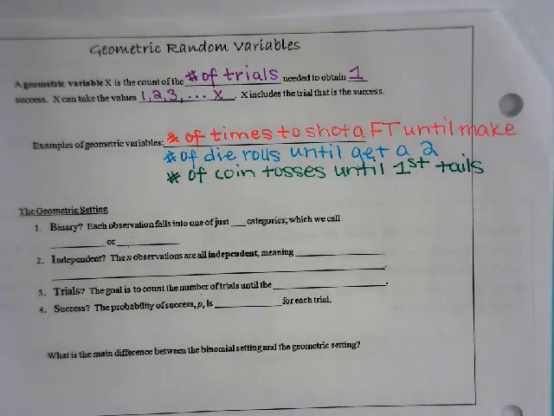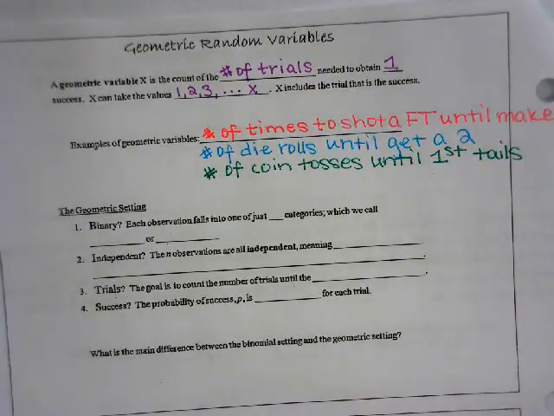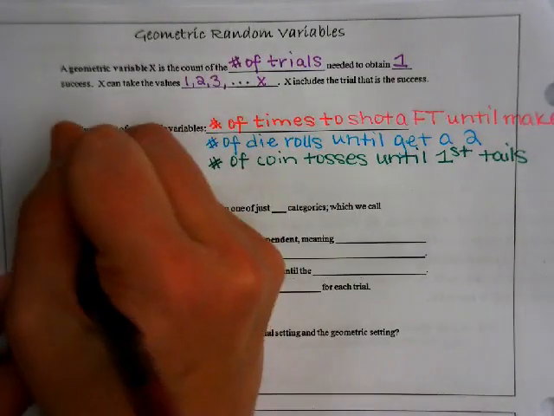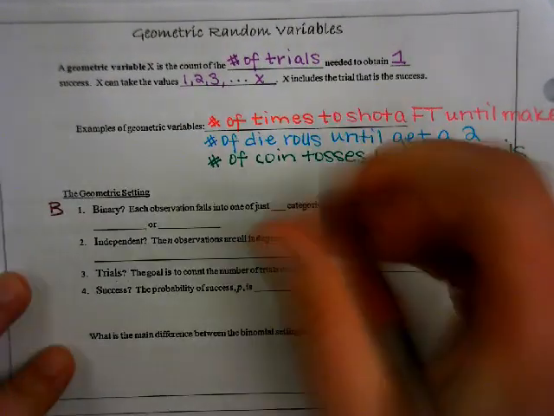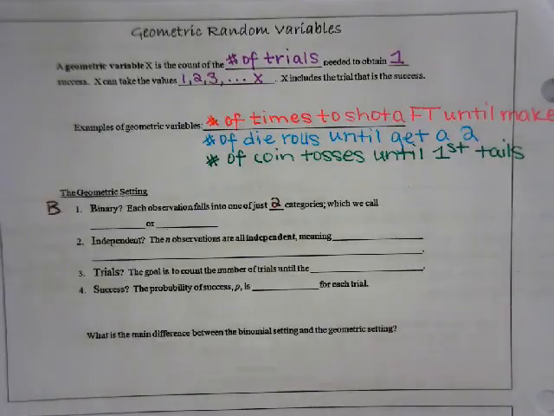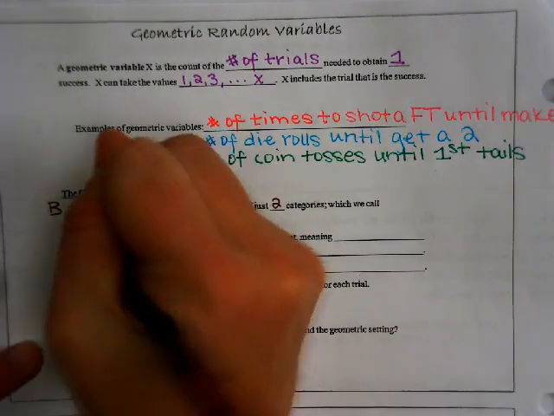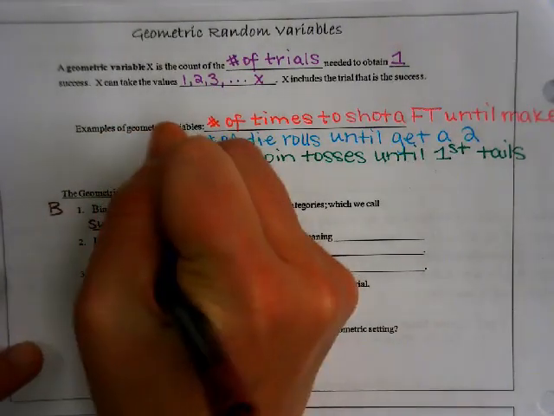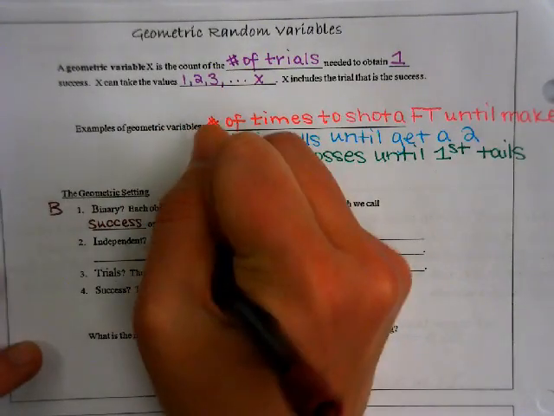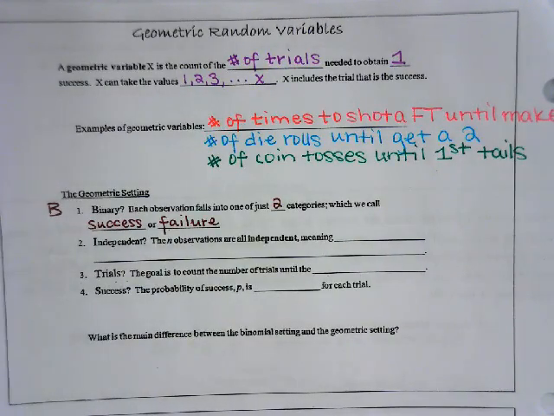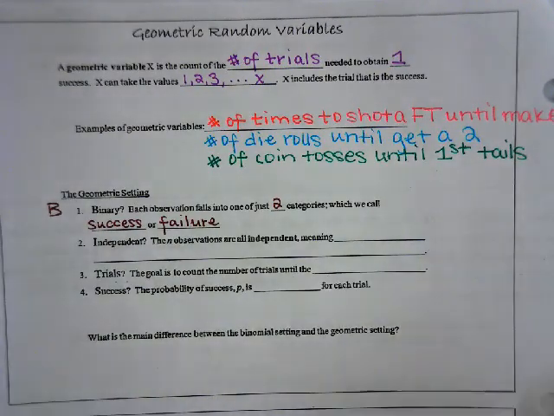All right. So just like a binomial variable had an acronym, geometric variables have an acronym we need to check. We still have B for binary. Each observation falls into one of just 2 categories, which we call success and failure. Independent. The observations are all independent, meaning knowing the outcome of one trial has no effect on the outcome of the next.